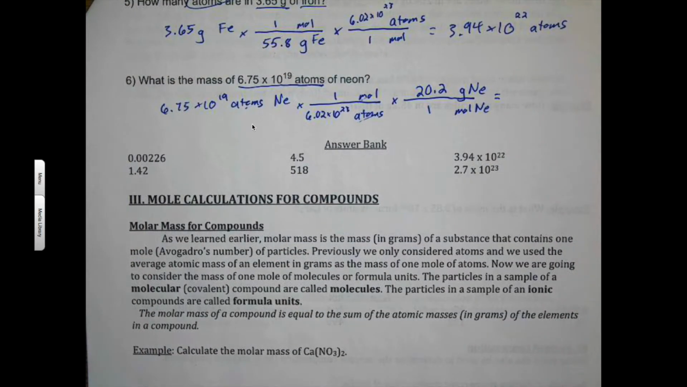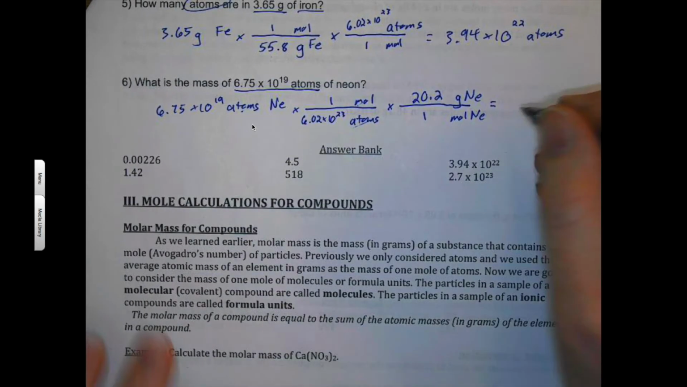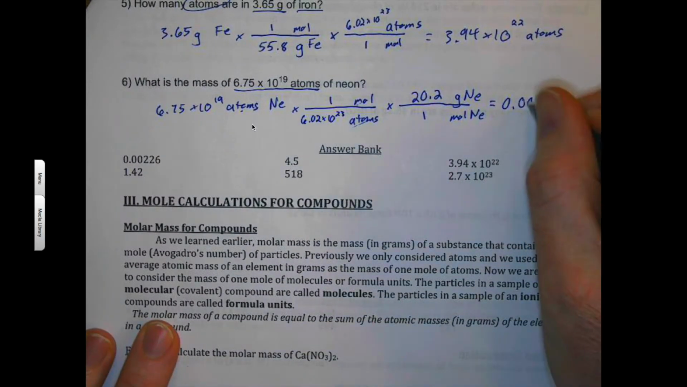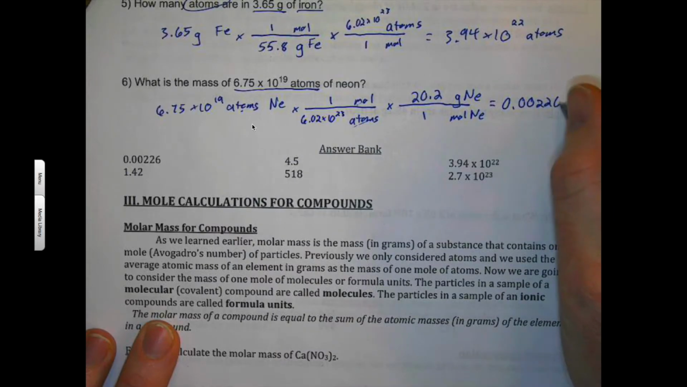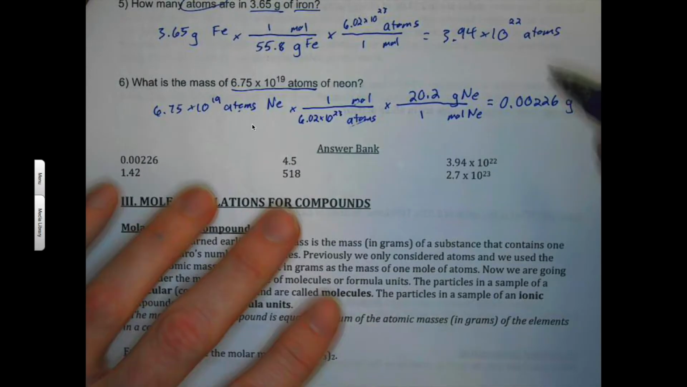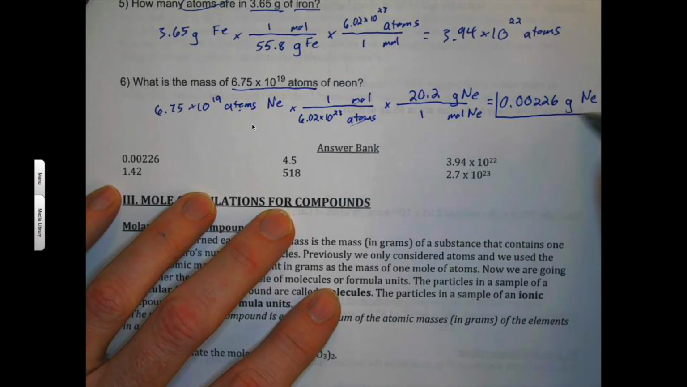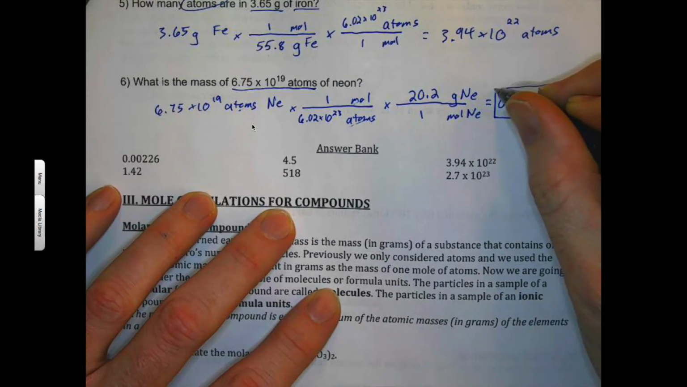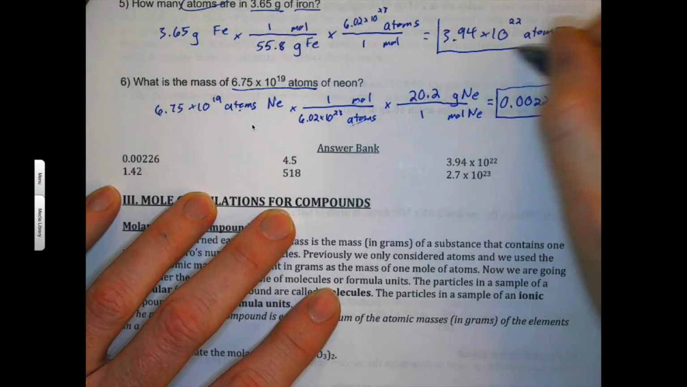So now I'm going to plug that in the calculator again and get less than a mole again, 0.00226 grams of neon. So that is less than what's on the periodic table, less by kind of a lot, actually. So hopefully that works. I hope you guys enjoyed that. We're going to be doing this quite a bit, so make sure you've got this down pat.